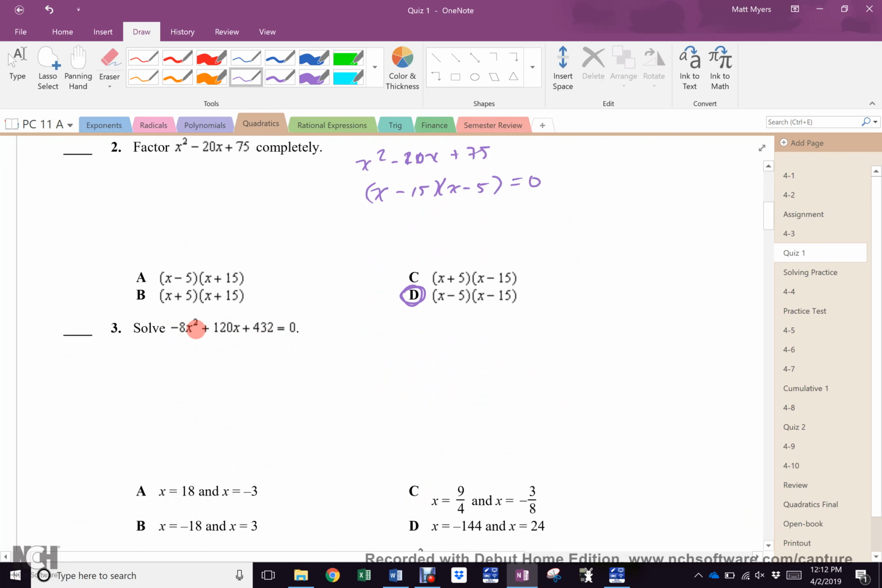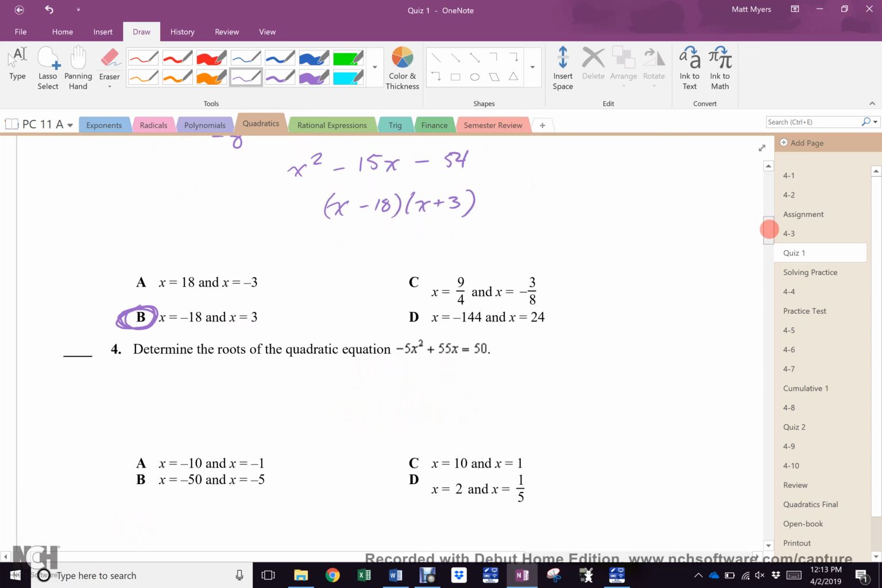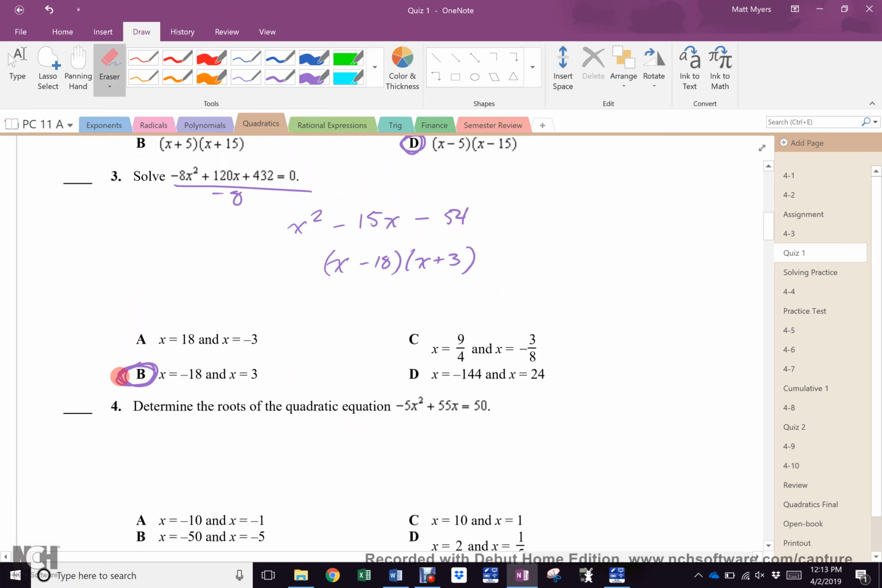Solve that. What's ugly there? The -8. So let's get rid of it. And that gets me x squared minus 15x minus 54, which is, of course, x minus 18 and x plus 3, which is right there. B. Oh, sorry. Yep, you flip it. It's A. My mistake. It's A. Thank you.